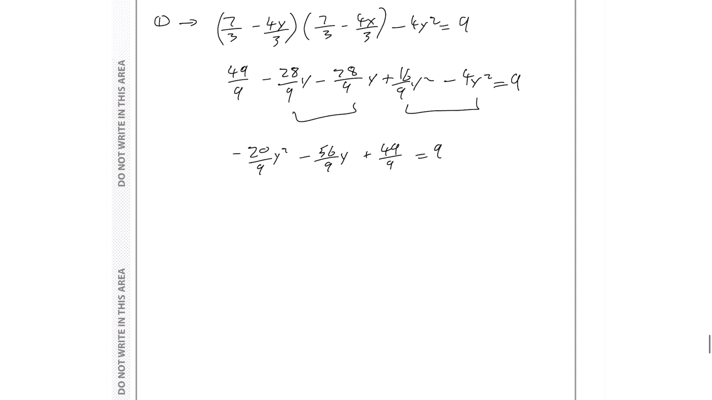So at this point, what you can do is get rid of the denominators because they're all the same. So we can times this side by 9, times this side by 9, and that gets rid of all the denominators. So we are left with minus 20y squared minus 56y plus 49 is equal to 9 times 9, 81.